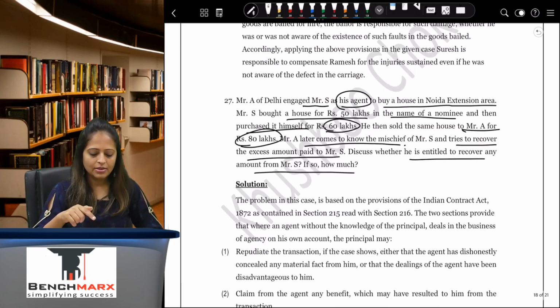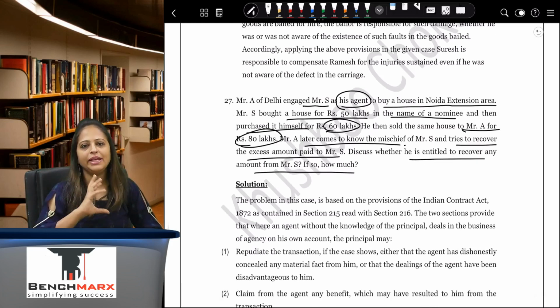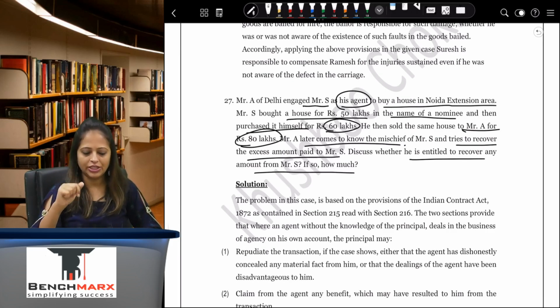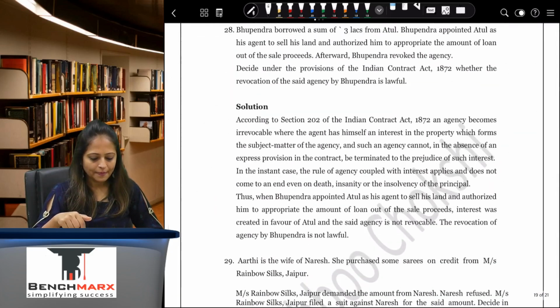So in this case, Mr. A, the principal, will be entitled to recover the amount of profit that Mr. S, the agent, has earned out of this particular transaction of agency.